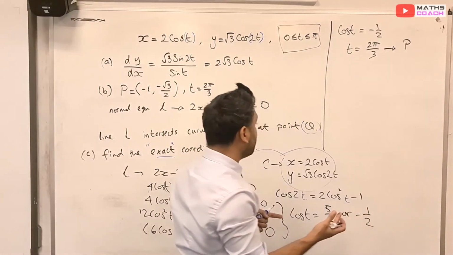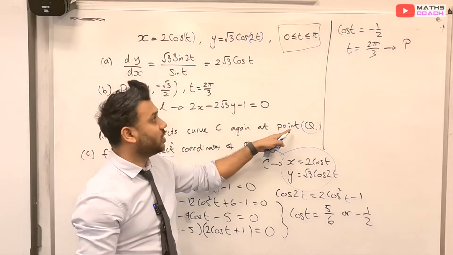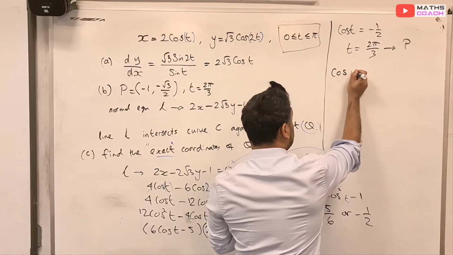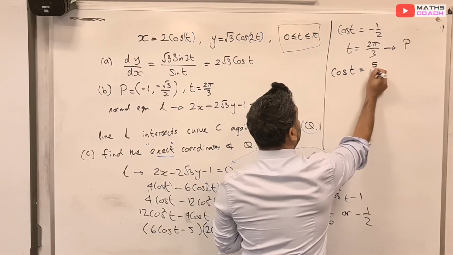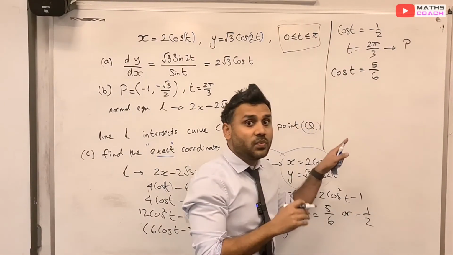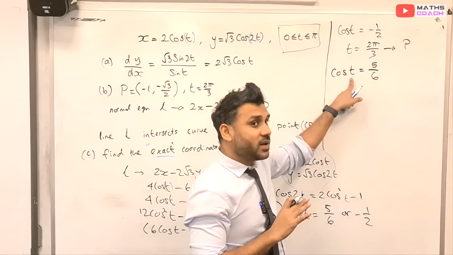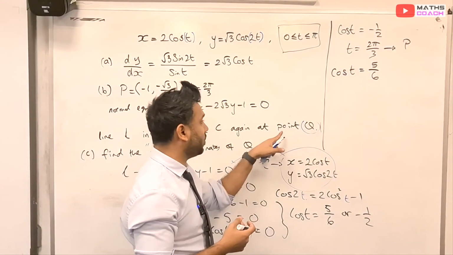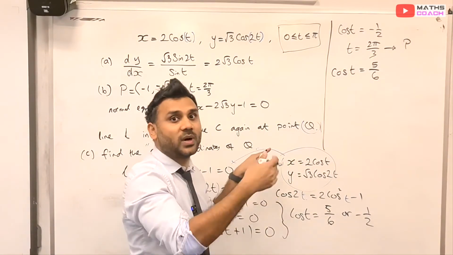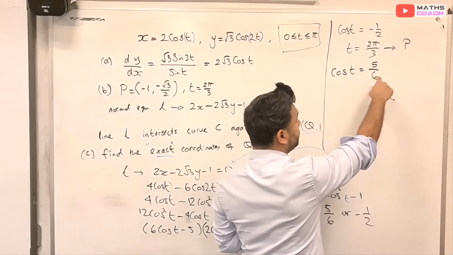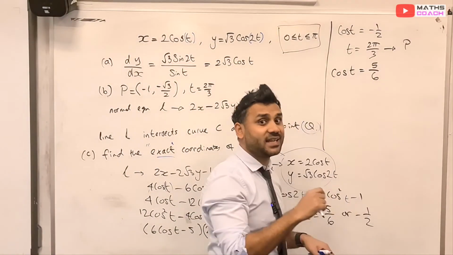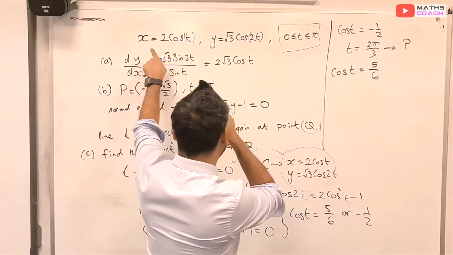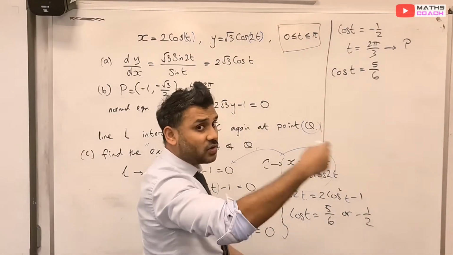Okay, but we don't want point P, we want point Q. So point Q must be the solution to the second equation, cos t equals 5/6. Now, very important here, we are not interested in what t is, because we want to work out the coordinate of point Q, which is the x value and the y value. If you work out the inverse of cos on 5/6, you will get a decimal value. And if you plug that decimal value into the x and y equations, both your x and y are going to be decimal values.